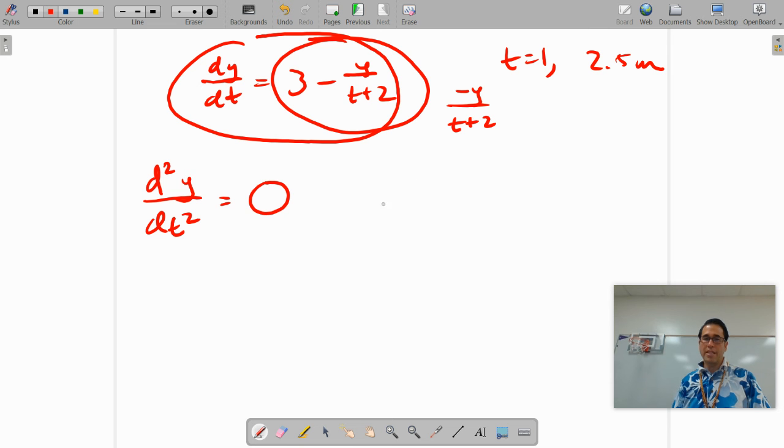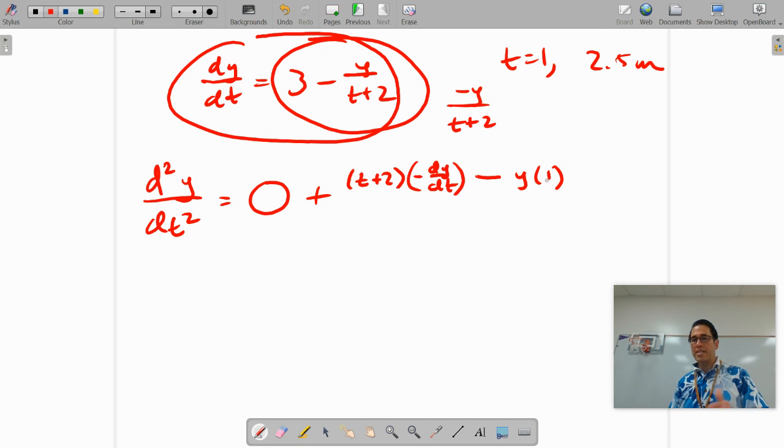I'm going to rewrite it like that because it's basically a quotient rule. The quotient rule is the low times the derivative of the high, which would be negative dy dt, because this time we're doing it with respect to t, minus the high, which is y, times the derivative of the low, which would just be 1, because it would be dt dt, all over low, t plus 2 squared.